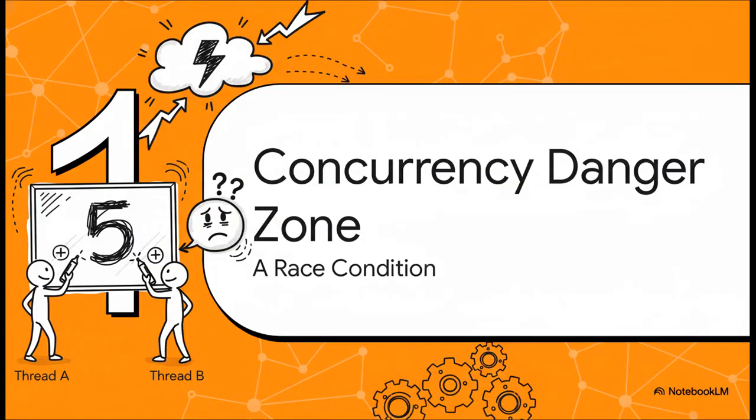So let's step right into this danger zone and see what a race condition actually looks like in the wild. Picture this. You've got thread A and thread B. In front of them is a whiteboard with the number 5 written on it. Their job is dead simple. All they have to do is add 1 to that number. Now, if they do it one at a time, no problem. But in a real-time system, they're often trying to do it at pretty much the exact same time, and that is where all the trouble begins.